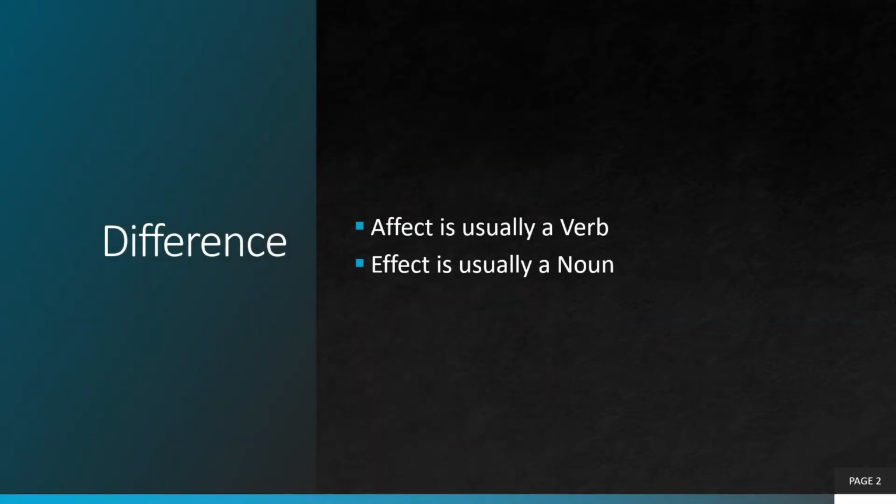The most basic difference between affect and effect is that one is a verb and the other is a noun. So affect is usually a verb and effect is usually a noun. We will see it later in detail.